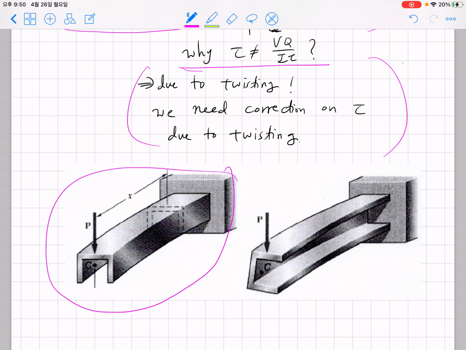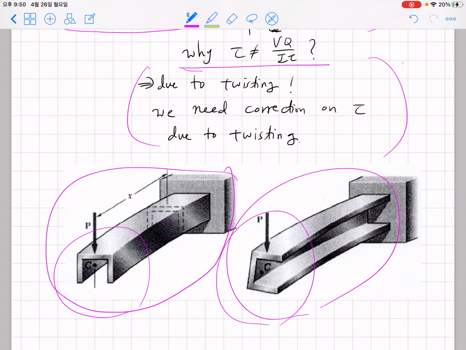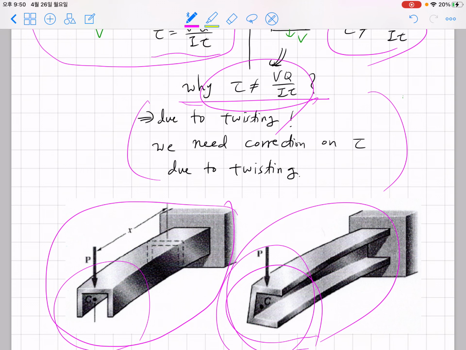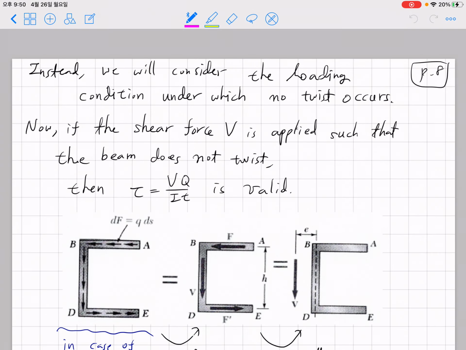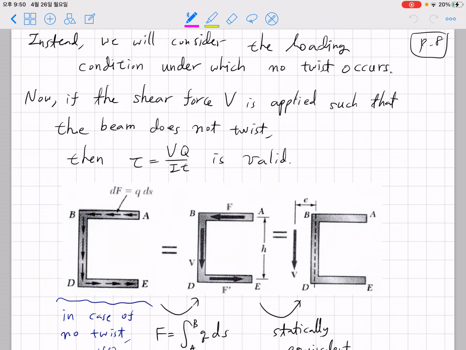For the symmetric cross-section, there is no twisting, but for the unsymmetric cross-section, there is a twisting of this beam, and because of this twisting, which is related to the shearing stress, we cannot apply this expression as it is. Actually, this expression only holds if there is no twist, as I told you in the previous video of today's lecture. Because the full mathematical description is out of scope of this tutorial, what we are going to do instead is the following. We'll just consider the loading condition under which no twist occurs.